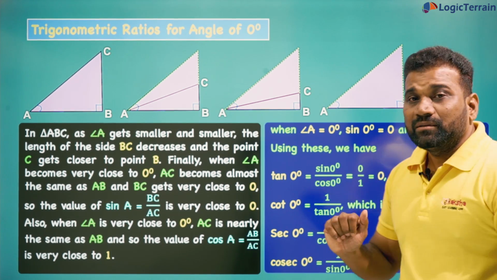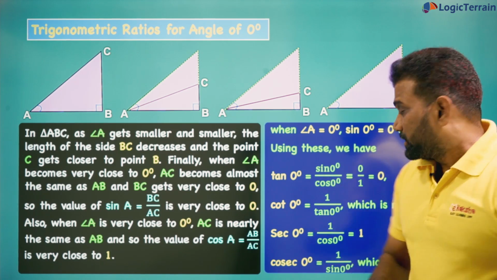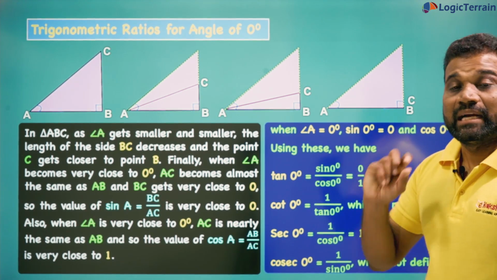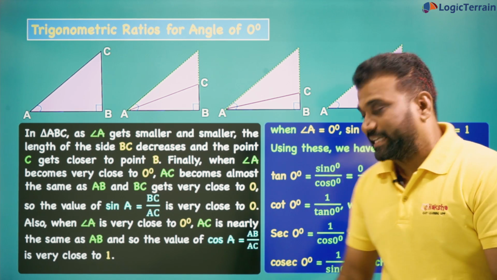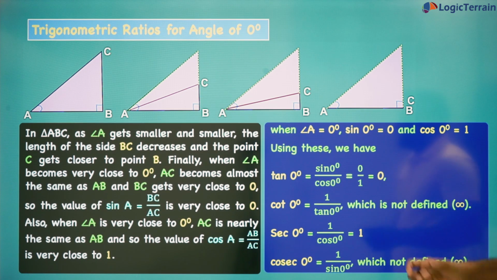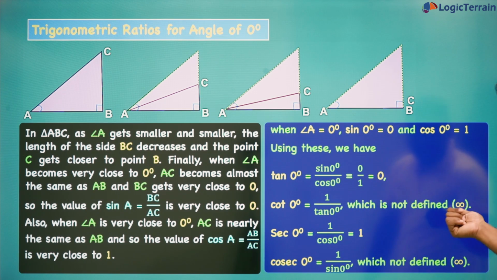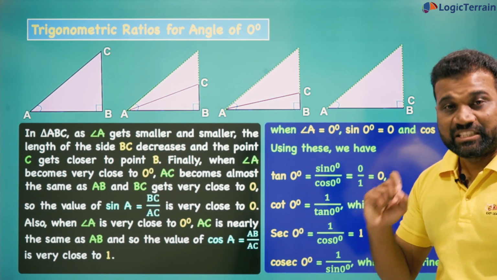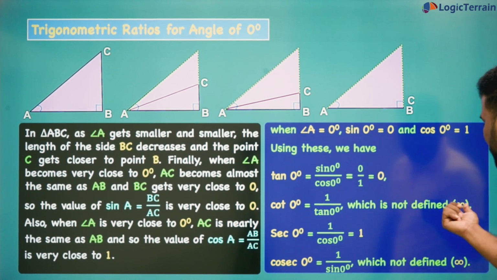And cot 0 value, cot is reciprocal to tan, right? So 1 by tan 0, that is 1 by 0. And we know division with 0 is not defined, and this is represented by the symbol infinity. Okay, so cot 0 value is not defined, and whose value is infinity.